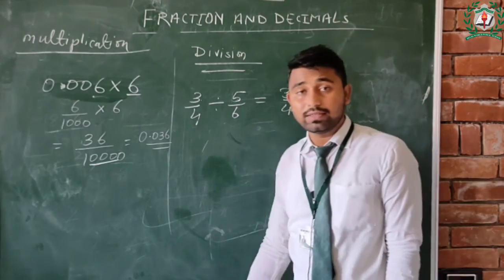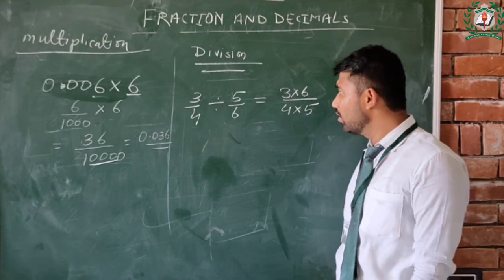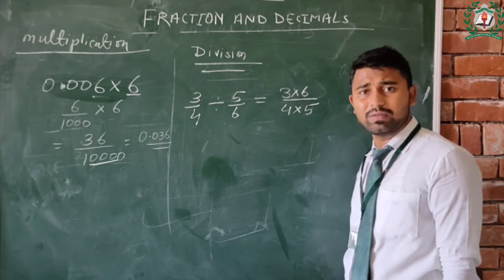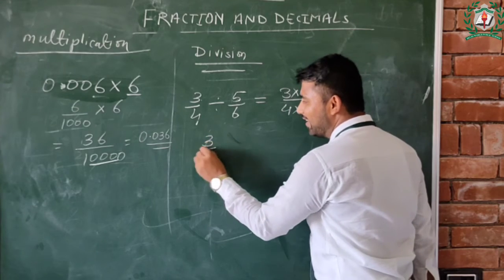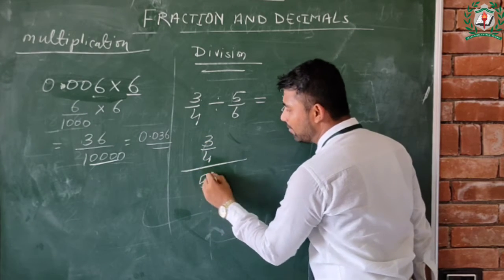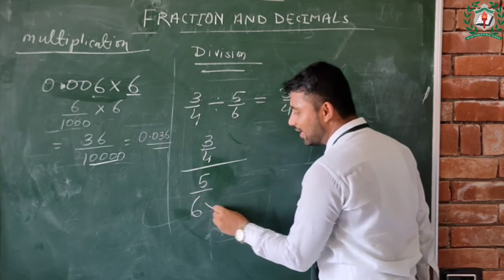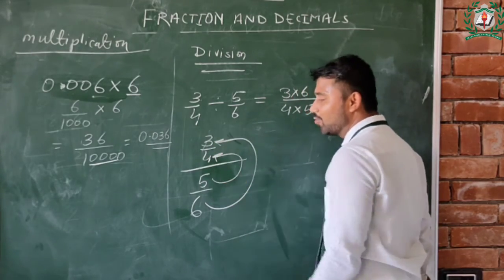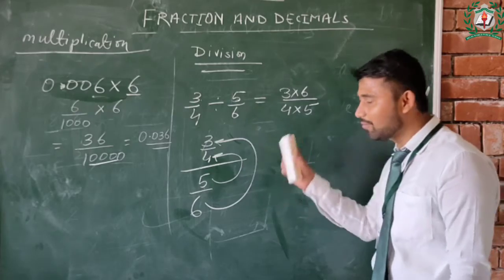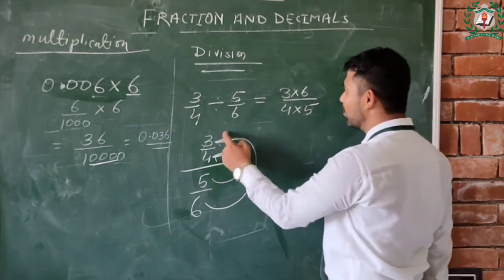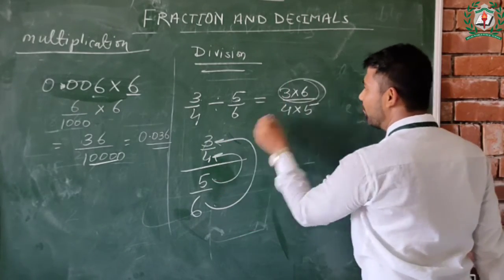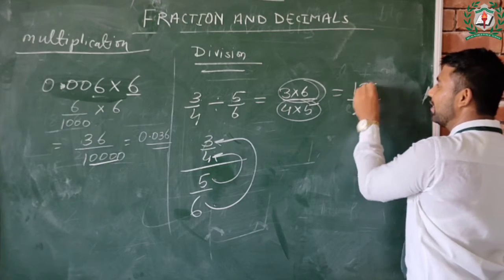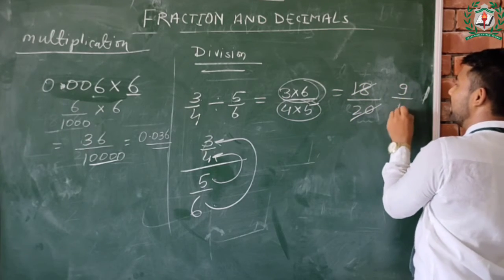Everyone is saying, sir, how is it possible? Here is a division sign. How can you do cross multiplication? Students, 3 upon 4 whole upon 5 upon 6. You know better that the last number will come to the first place, and the second and third numbers will come to the second place. It means 6 into 3, we got that, 4 into 5, we also got that. 6 threes are 18 upon 20, that is 9 upon 10.